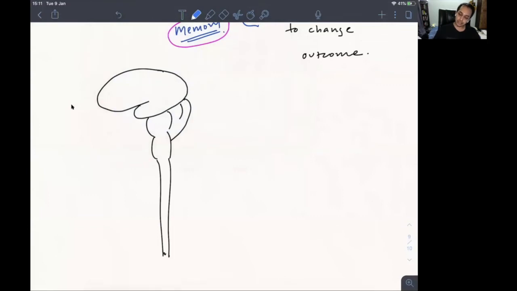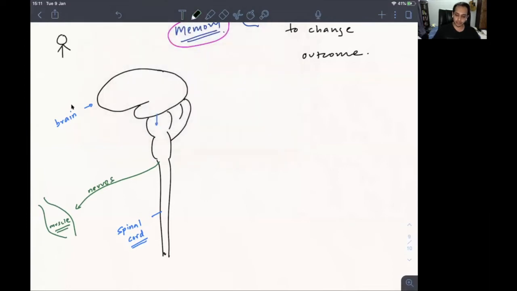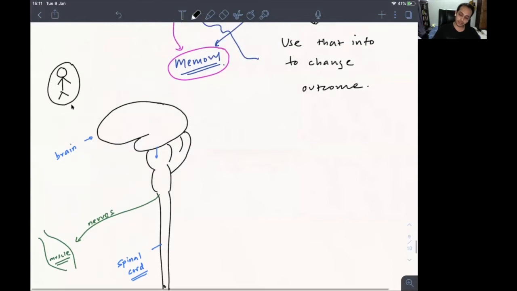Okay. So this is the brain, and this is what you call the spinal cord, which is the extension of the brain that goes down your spine. And from the spinal cord, you have nerves. And finally, you have muscles. So the whole purpose of the nervous system is what we discussed in the very first minute, which is you need to have input, you need to process the input, and you need to have output.